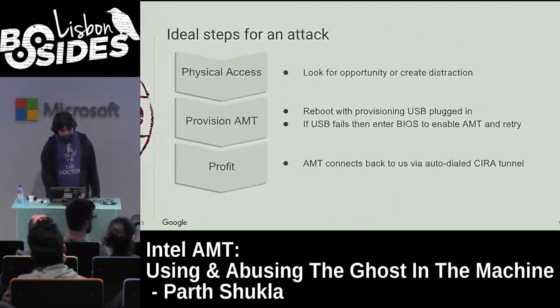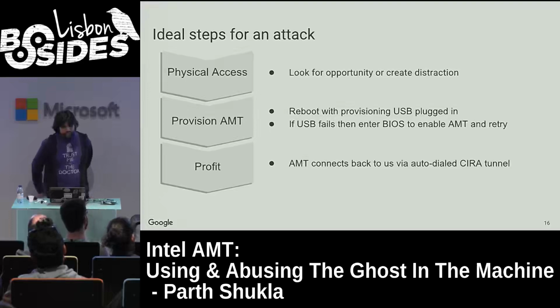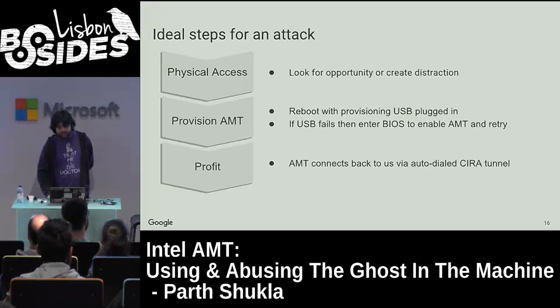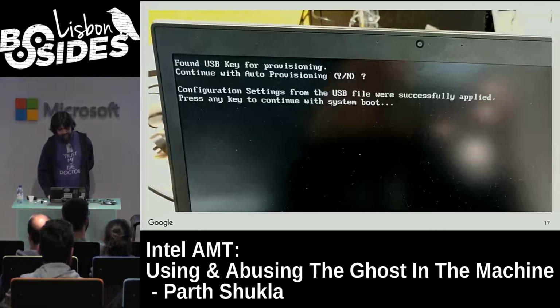Okay. So here's an ideal attack scenario. Look for an opportunity or create a distraction. Then, since we'd like to spend as little time as needed to provision and set up AMT, we'll use USB to auto-provision AMT, and then set up AMT to auto-start a CIRA session to call out to my command and control server. And we should be good. That's it. That's what the documentation says should work. Let's see what really happened. So this is the ideal. Do this, walk away.